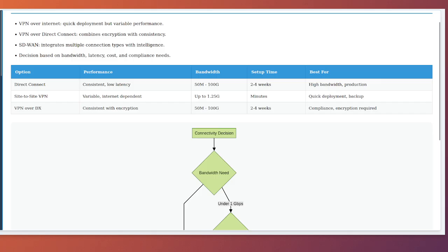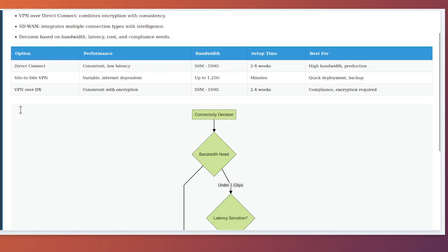Performance is unpredictable because you are traversing the public internet, which is subject to congestion, packet loss, and variable latency. VPN throughput is limited by your internet connection bandwidth and by the cryptographic processing capabilities of your VPN endpoint. Most VPN implementations top out at a few hundred megabits per second, whereas Direct Connect can provide up to 100 gigabits per second.